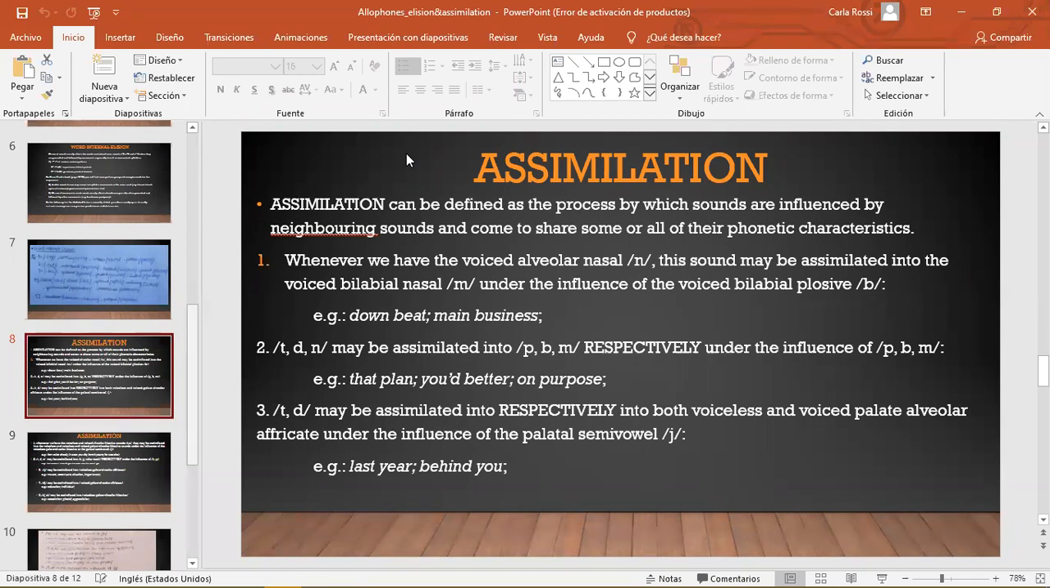What this definition means is that either within words or at word boundary, some sounds influence their neighboring sounds. And this as well has to do mainly with place of articulation. So once again, it's very important for you to know the place of articulation of sounds.